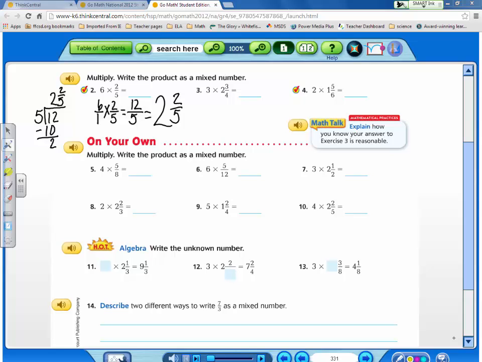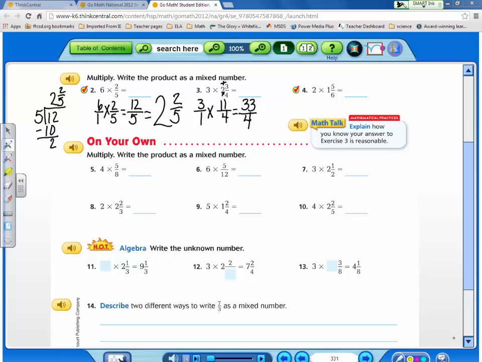Now number 3, we have a whole number times a mixed number. Neither of them are fractions, so we have to change both of them. So 3 is 3 over 1 times, now we convert this mixed number into a fraction greater than 1. So 2 times 4 is 8, plus 3 is 11. So we have 11/4, keep our denominator. 3 times 11 is 33. 1 times 4 is 4.